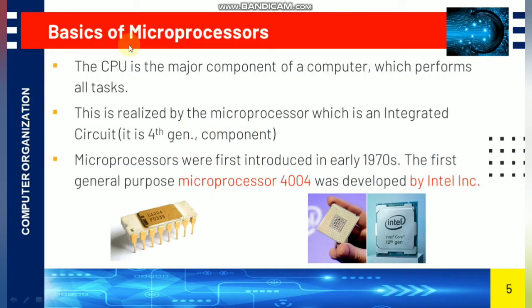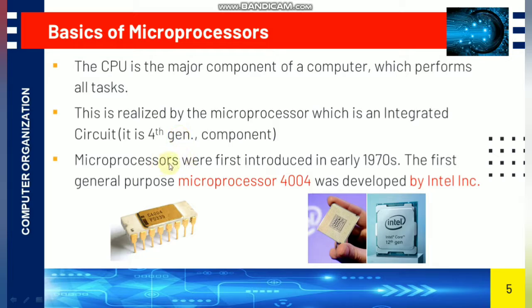Then the next topic is basics of microprocessors. The CPU is a major component of a computer which performs all the tasks. This is realized by the microprocessor, which is an integrated circuit. We already came across the generations of computers in the first lesson, right? In that, the microprocessor is a small IC, and it was used as a component in the fourth generation of computers.